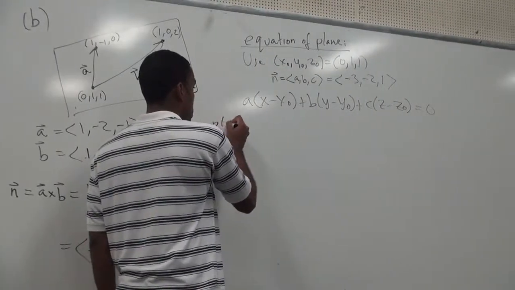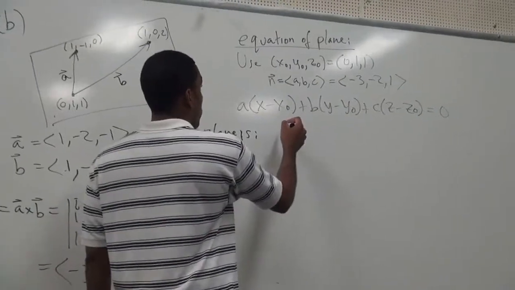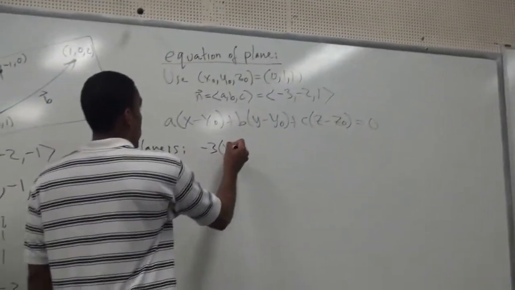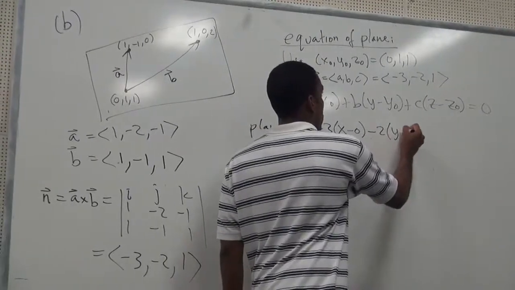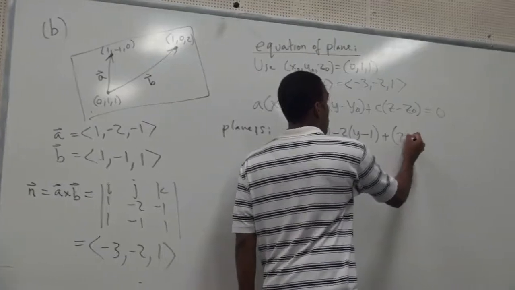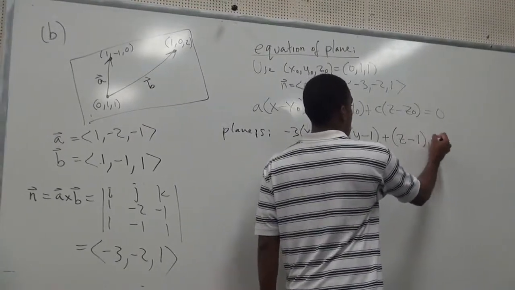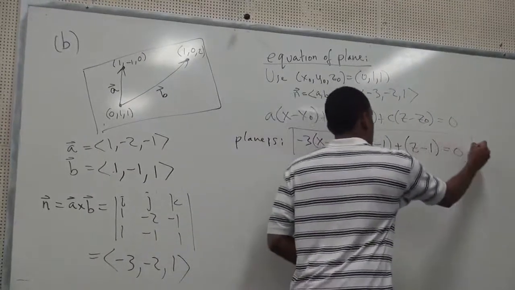In which case now we can see that the plane is minus 3 times x minus 0, minus 2 times y minus 1, plus 1 times z minus 1. And that's good enough for the equation of the plane.